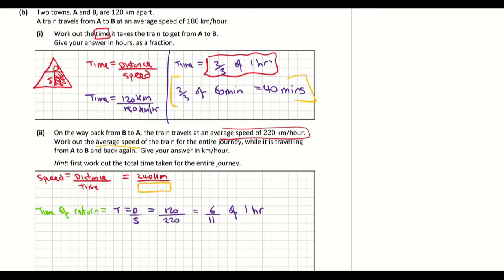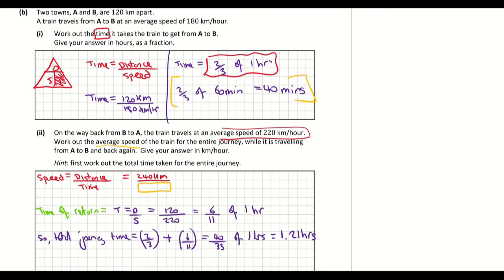Now the total time of the journey, so total journey time, is going to be the 2/3 from B part 1, or 40 minutes, plus the 6/11 of 1 hour. If you type that into your calculator, you get 40 over 33 of 1 hour. So if you go 40 over 33 multiplied by 60, that is going to give you 1.21 hours. So the total journey took 1.21 hours.